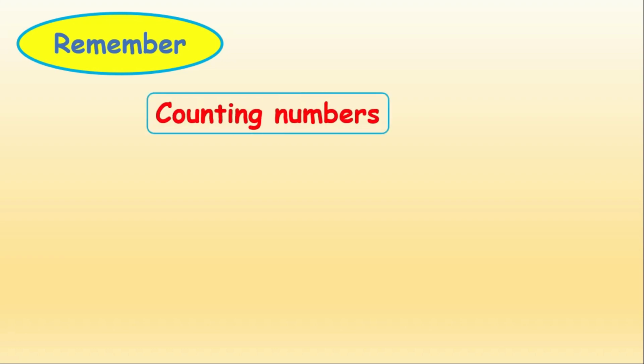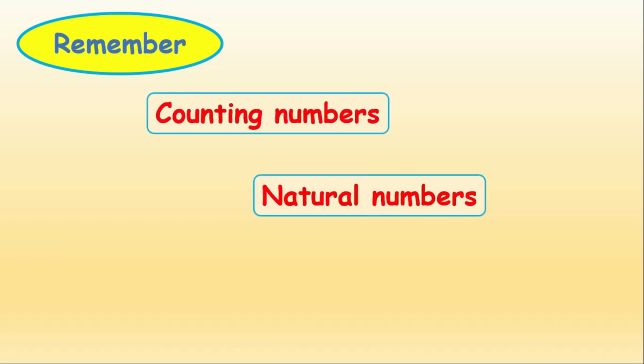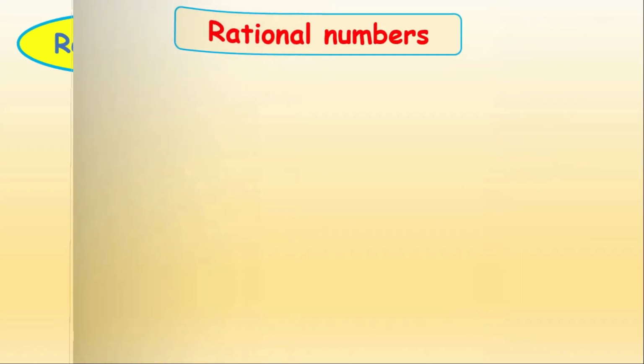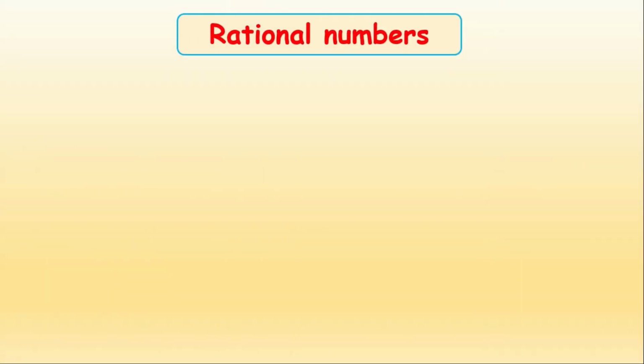So now, let's remember the sets of numbers that we have studied before. The first set, counting numbers, natural numbers, and the set of integers. These three sets we have studied before. Today we're going to talk about a new set. It's called rational numbers. What does it mean?